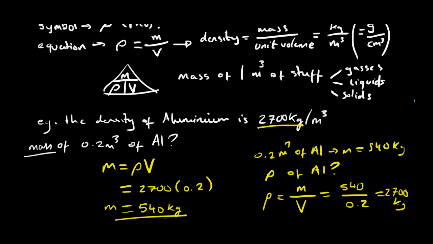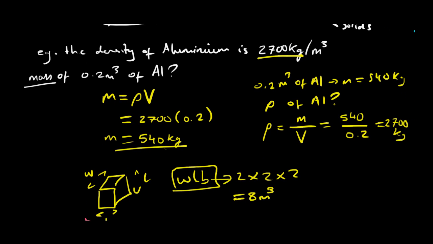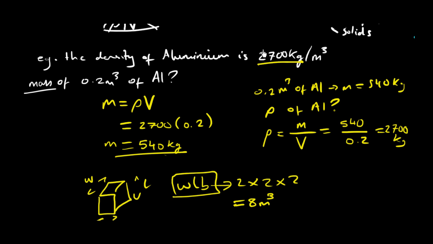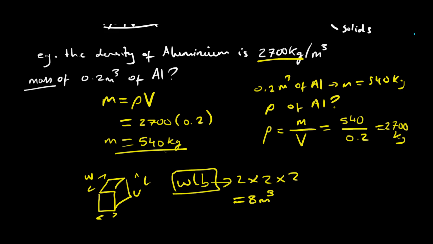We did an example with aluminium. We found that the mass of 1 meter cubed of aluminium was really high, 2,700 kilos. Quite big, but it makes sense. That's quite a light metal. If you did the same thing with lead, you'd find a much bigger mass.